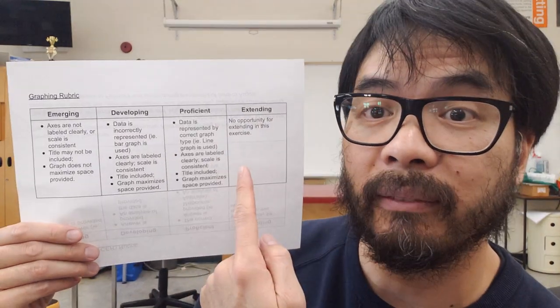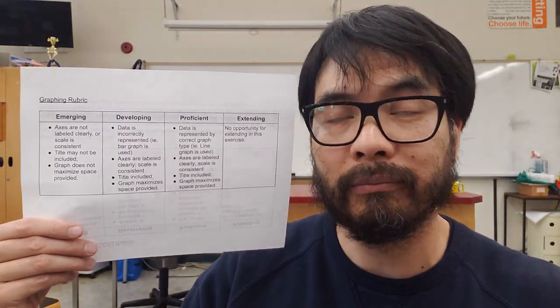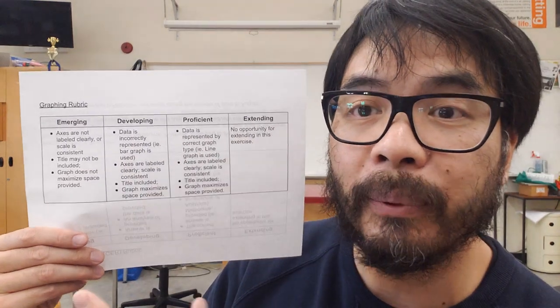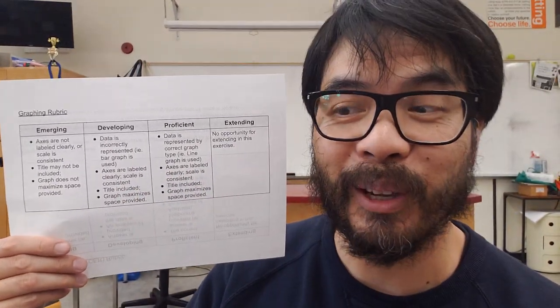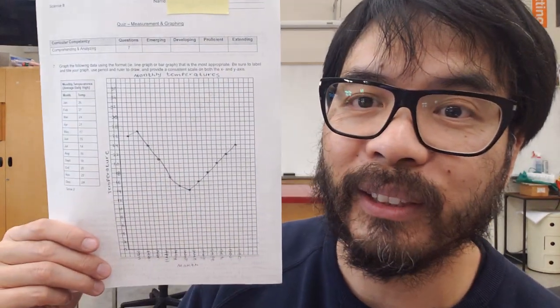From a marks perspective, I use a 4-level proficiency scale. Now, in this case, there's no opportunity for extending. That's for a future assignment I give, and that's okay, because in this exercise, I just want students to get the basics. All right. This is an example of what a proficient graph would look like. You see? Clearly labeled, X and Y axis. All right. They got a title, and they even got the correct type of graph, a line graph. All right. This is proficient.